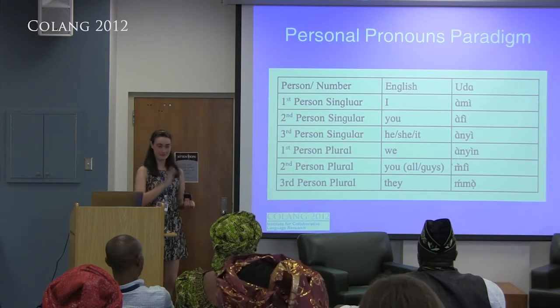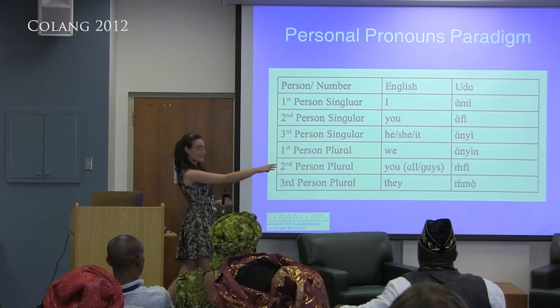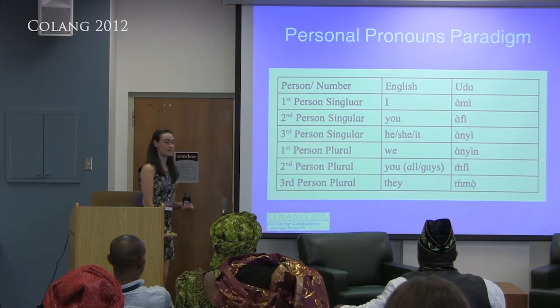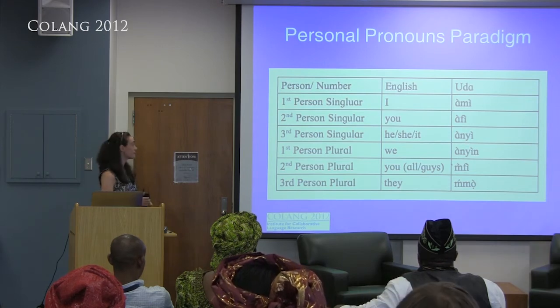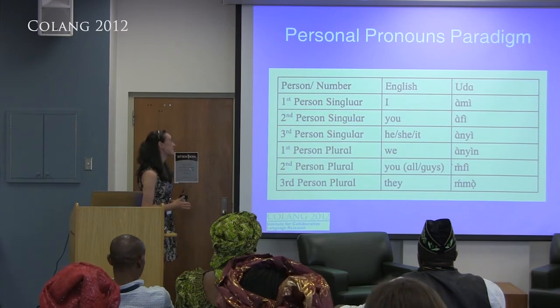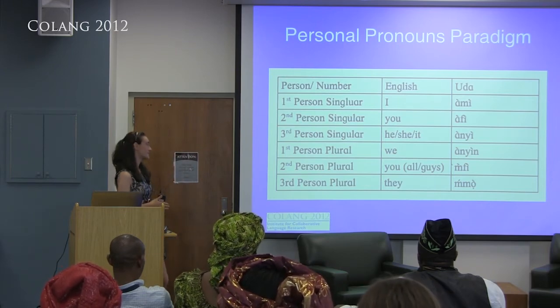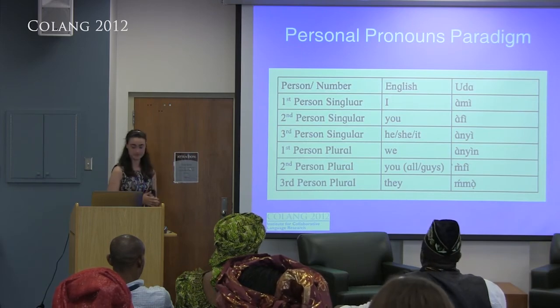So I'll start by introducing a really simple personal pronominal paradigm for Uda. In all of my paradigms, I'm going to give you the English equivalent in the middle, and then you can see the Uda translation on the right. So you'll see from this paradigm that there's a three-way distinction in person. We have first, second, and third person forms. And there's also a two-way distinction in number between the singular version and the plural version.